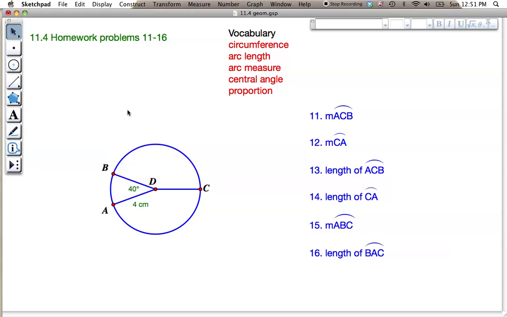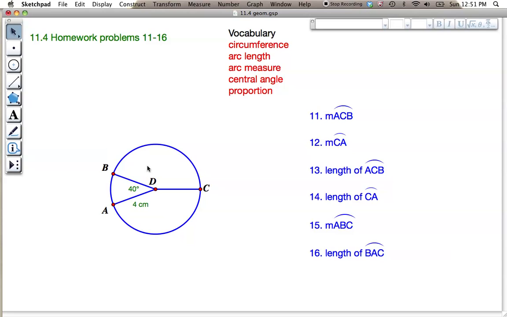We are now talking about homework 11.4, problems 11 through 16. Before we begin to talk about arc length and circumference, it's important to talk about a few key vocabulary terms, such as arc measure, central angle, proportion, and intercepted arc.